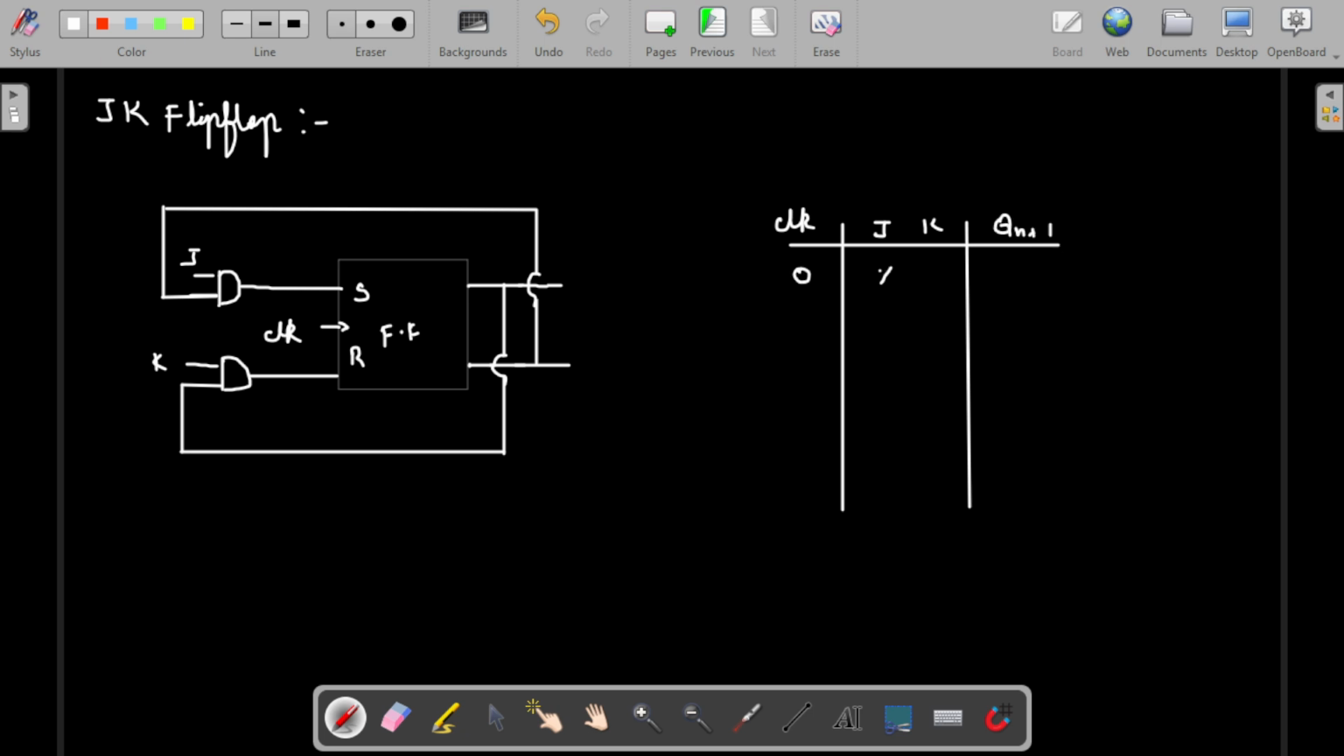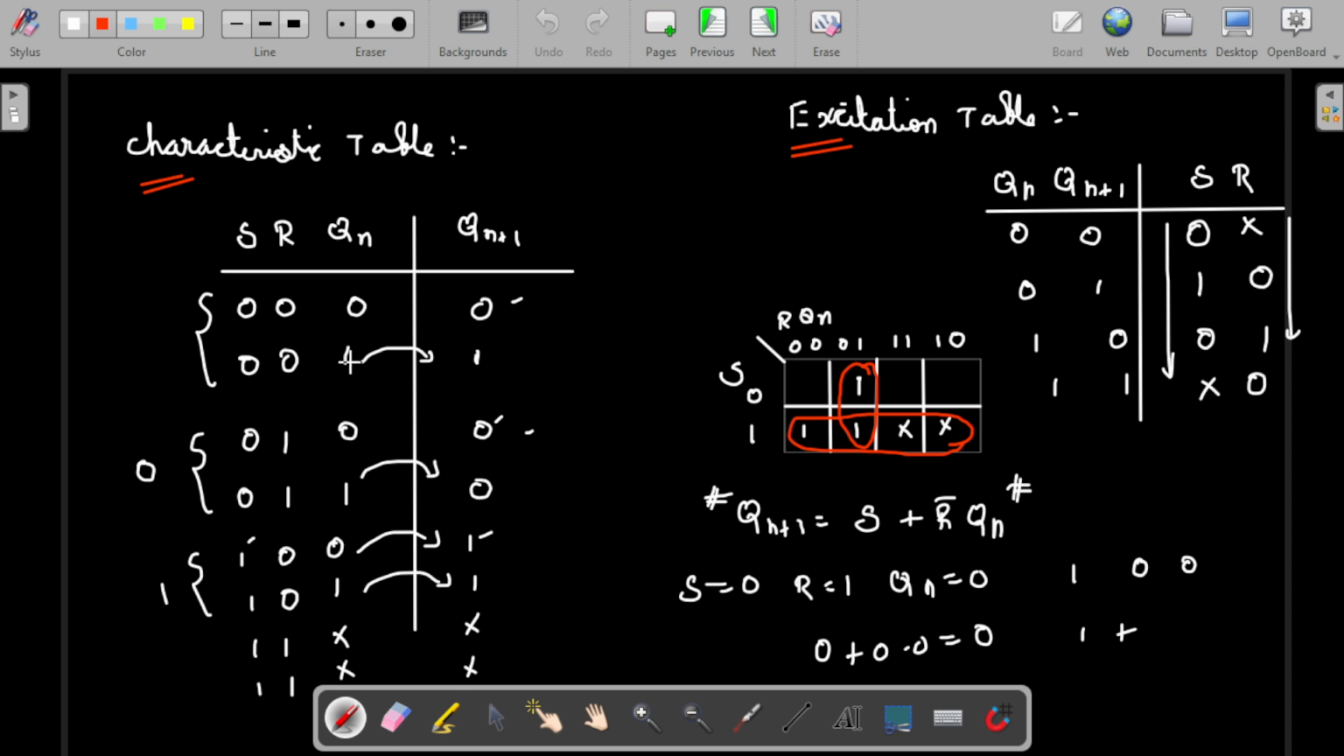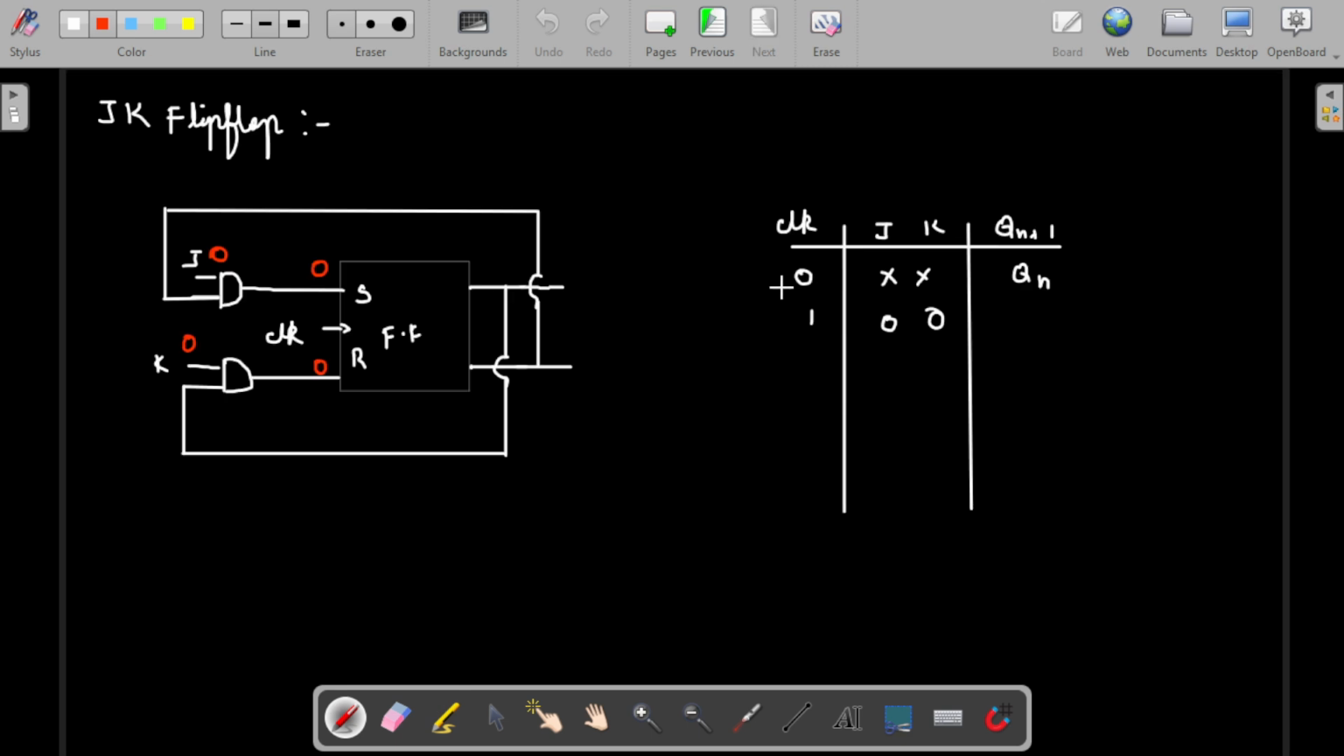When the clock is 0, whatever the X input, the output will be no change, that is as it is. When the clock is 1 and we are giving 0, 0 as input, when J is 0 and K is 0, the SR flip-flop's inputs will also be 0. So whenever we give 0, 0 to the SR flip-flop, the state will remain the same, that is Qn. Then the other states are 0, 1, 1, 0, and 1, 1.